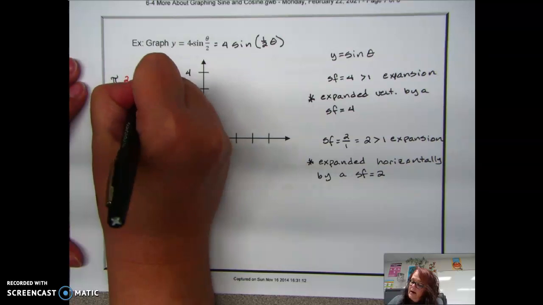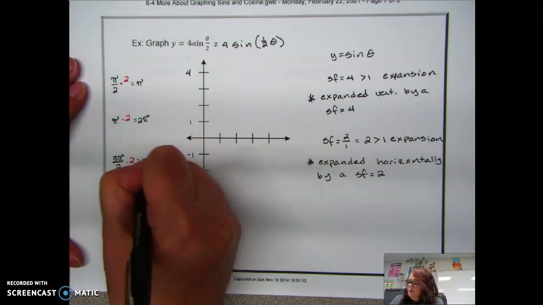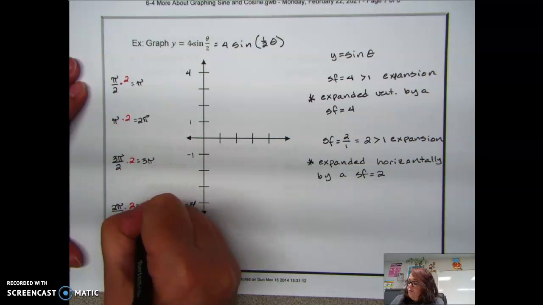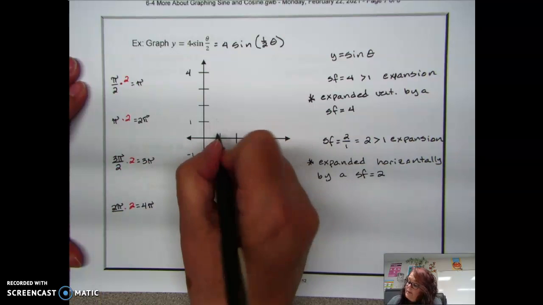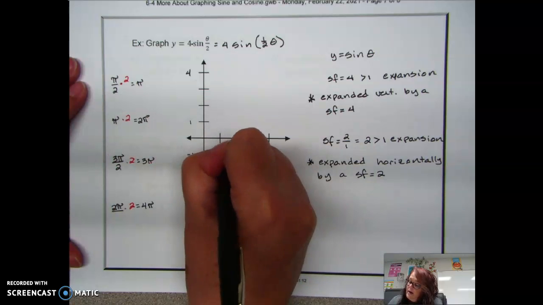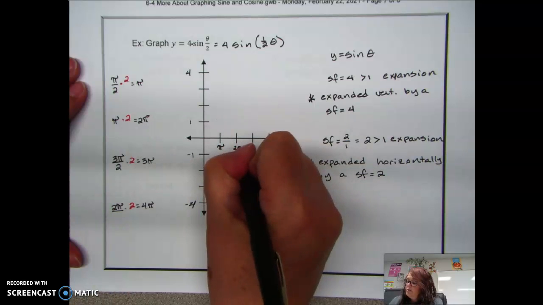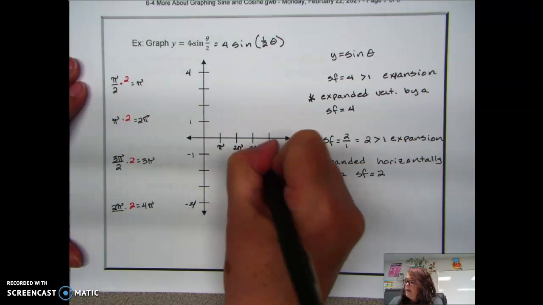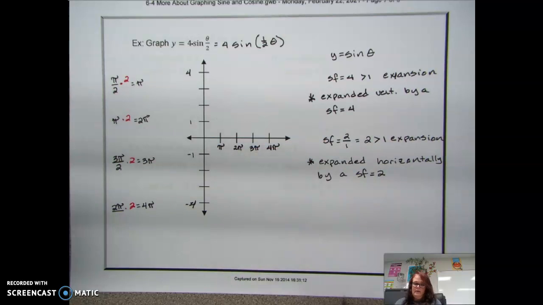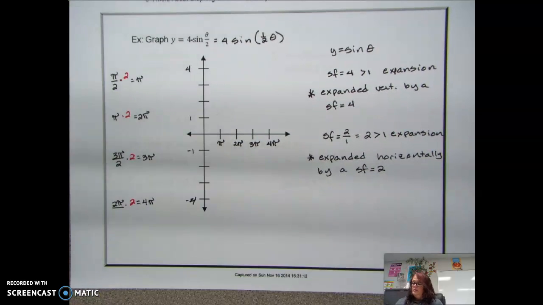So here we get pi, here we get 2 pi, here we get 3 pi, and here we get 4 pi. So that means my first step, instead of being at pi over 2, is now going to be at pi, and instead of being at pi, it's going to be twice as far, which is 2 pi, 3 pi, and 4 pi. Okay. So now, if we look at the unit circle, sine of theta starts at 0.